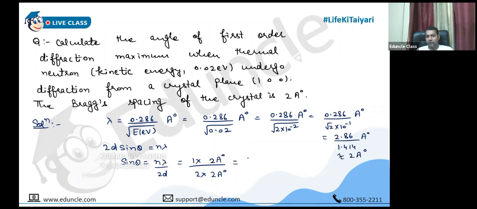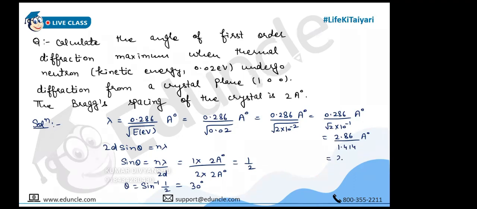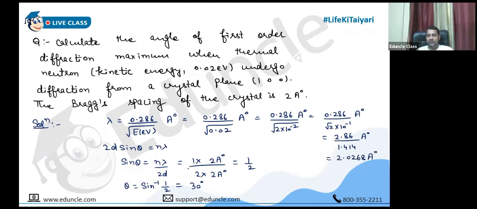Or you can get the exact value also. And theta is sine inverse 1 by 2, and this is nothing but 30 degree. So you can get the exact value. I'm not calculating this time, that's why I've written 2, nearly 2. What is the exact one? If you have calculated, 2.0268 angstrom. So you can use this one.